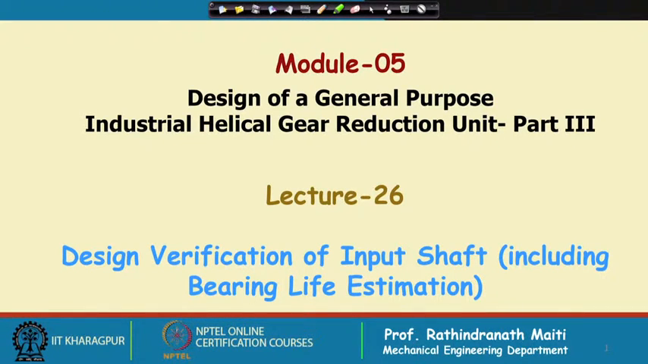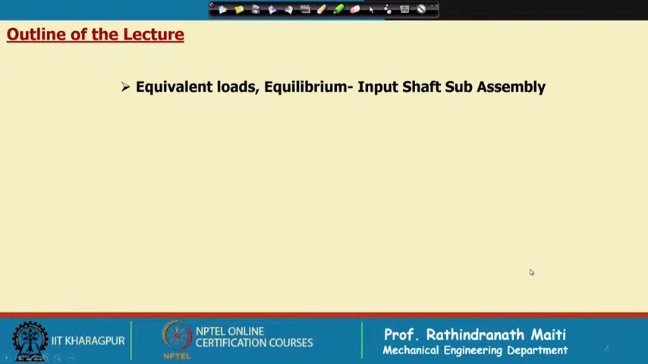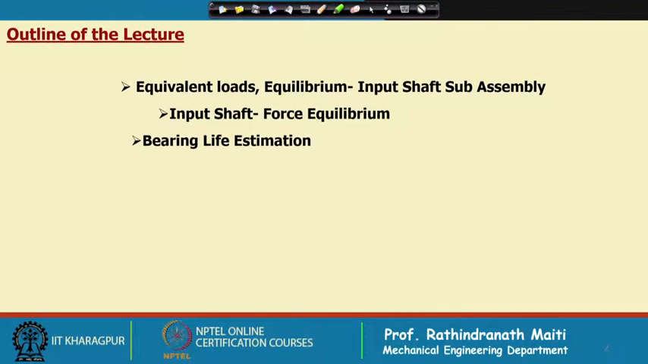This means that what we did for the output shaft in the last two lectures, that will be done for the input shaft in a single lecture, because the procedure is more or less the same. Only we have to be careful about the loads, moments, etc. In this lecture, first of all we will look into equivalent loads, equilibrium, input shaft sub assembly, and then input shaft force equilibrium, and from there we will find the reaction force.